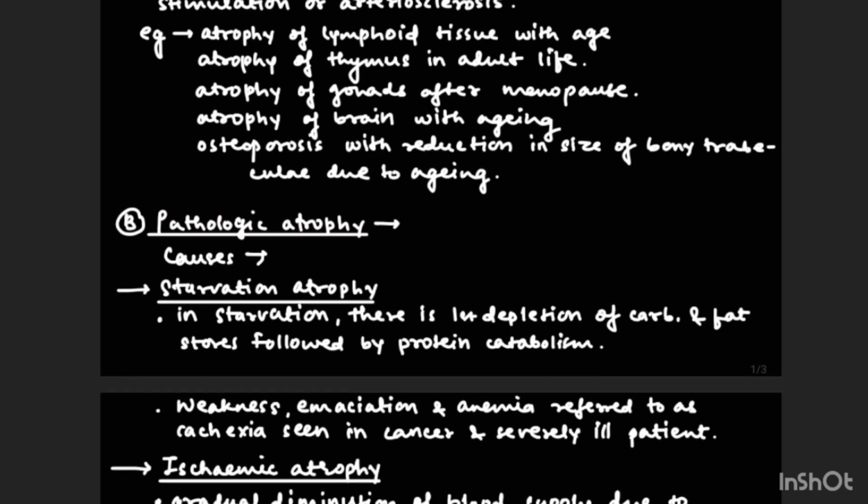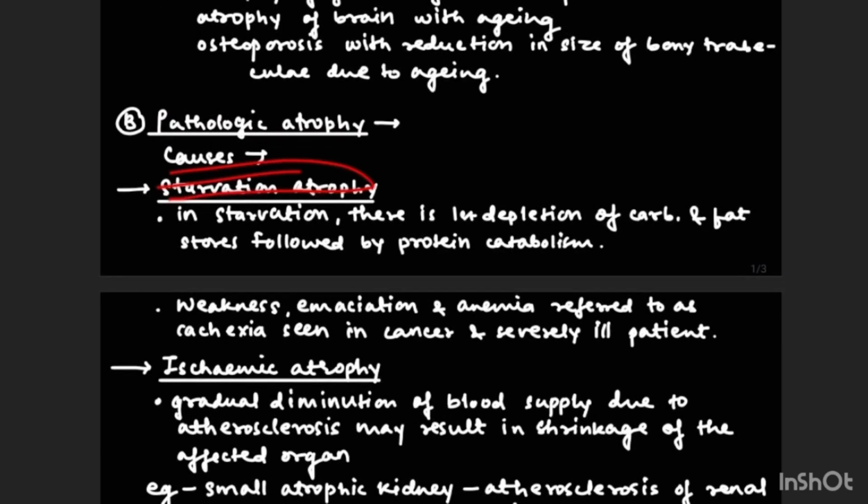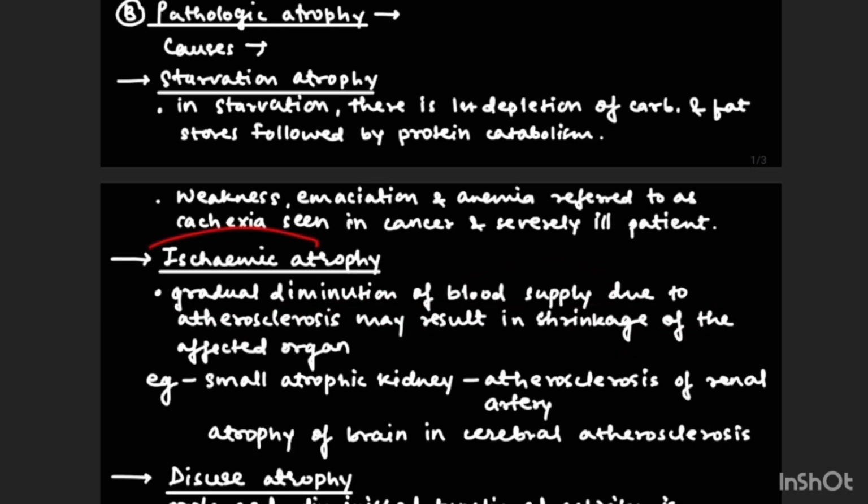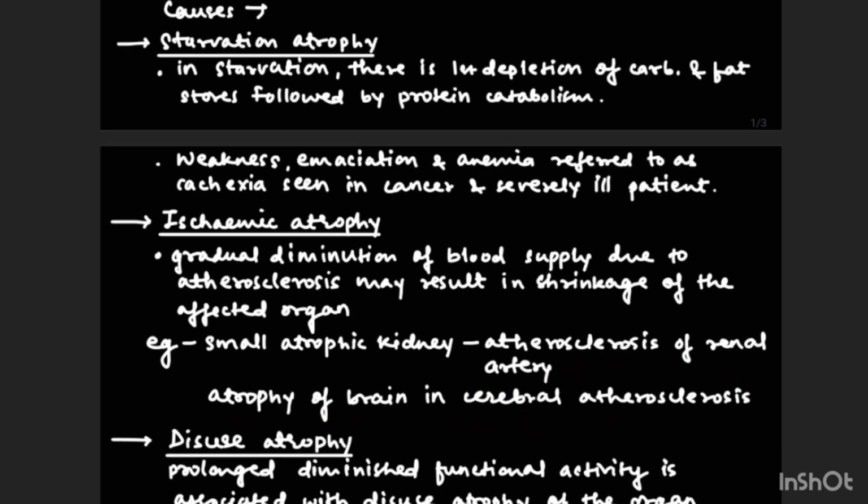There are various causes of pathologic atrophy. First is starvation atrophy. In starvation, there will be depletion of carbs as well as fat, which is followed by protein catabolism. This may cause weakness, emaciation, as well as anemia, which is referred to as cachexia, seen in cancer as well as severely ill patients. Next is ischemic atrophy. In this case, there will be atherosclerosis, which may result in shrinkage of the affected organ. For example, atherosclerosis of the renal artery, or atrophy of the brain in cerebral atherosclerosis. These are examples of ischemic atrophy.